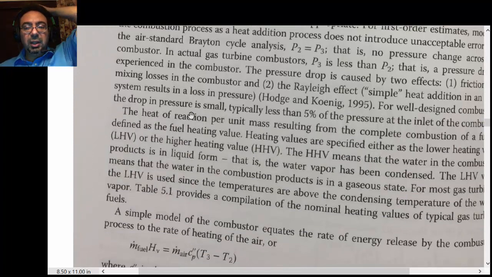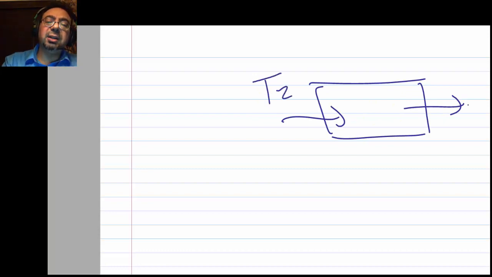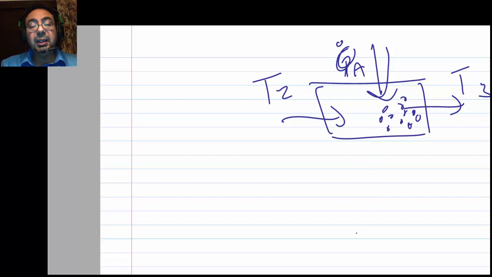So now let's talk a little bit about the combustion chamber. The combustion chamber requires Q added, right? Here's a combustion chamber. The stuff comes here, enters at T2 and leaves at T3, and you need to put in Q added. So this Q added is actually added in terms of fuel that they atomize, and those fuel droplets basically combust, and that combustion generates the heat.